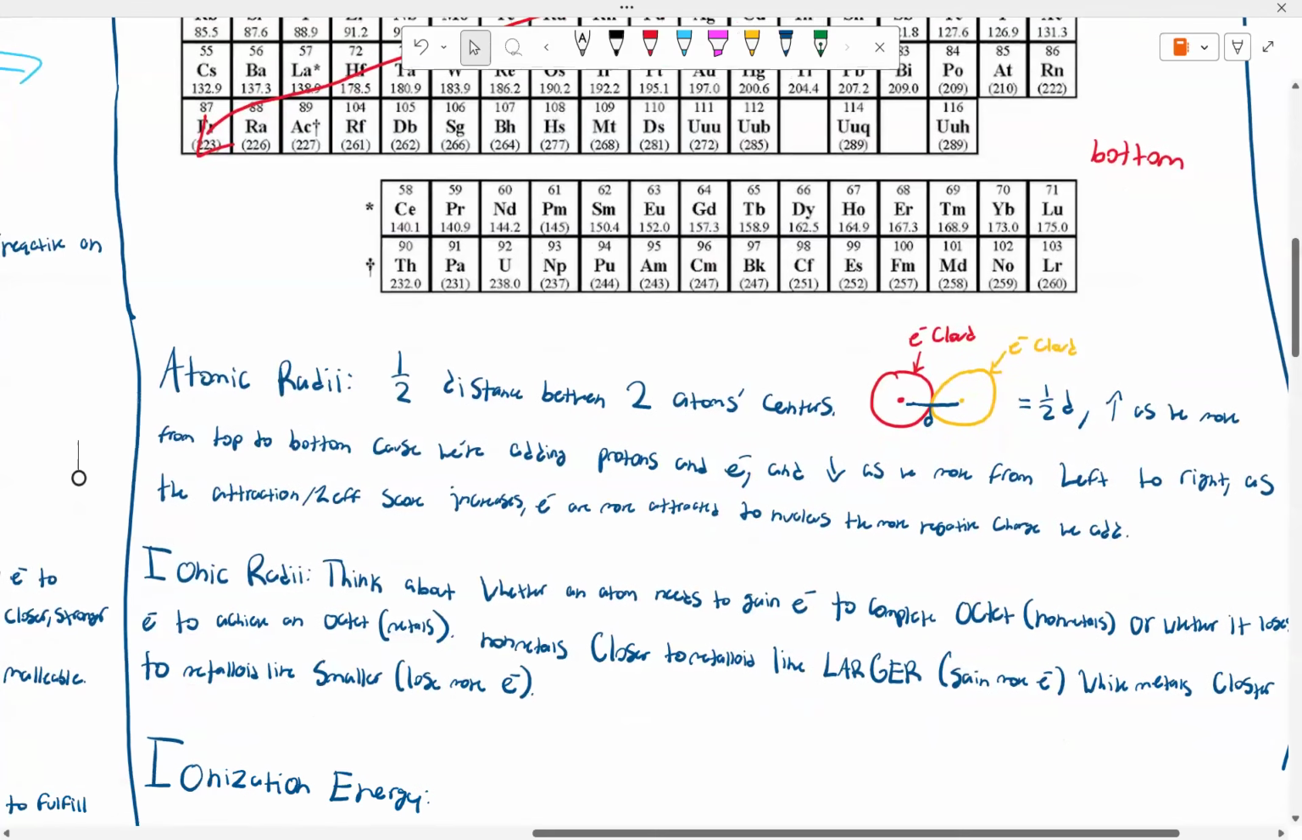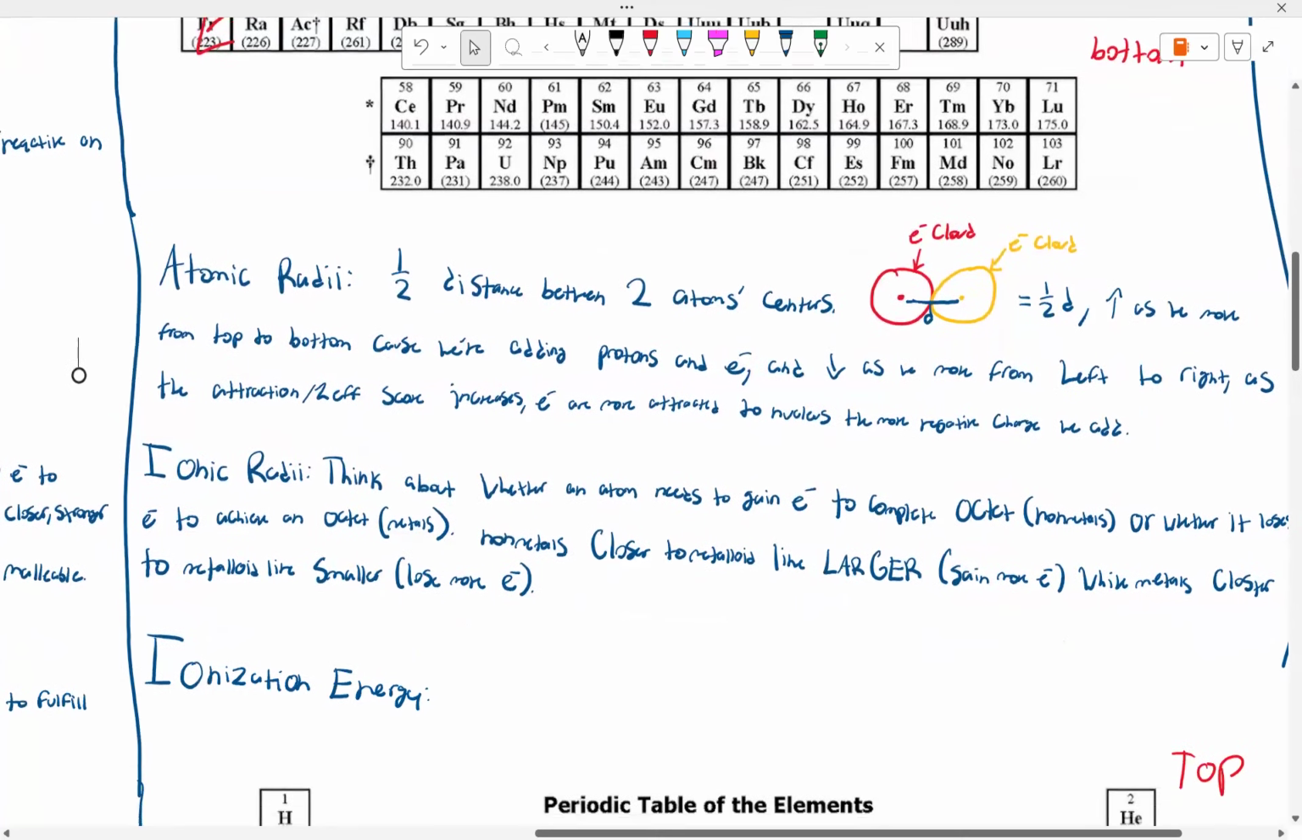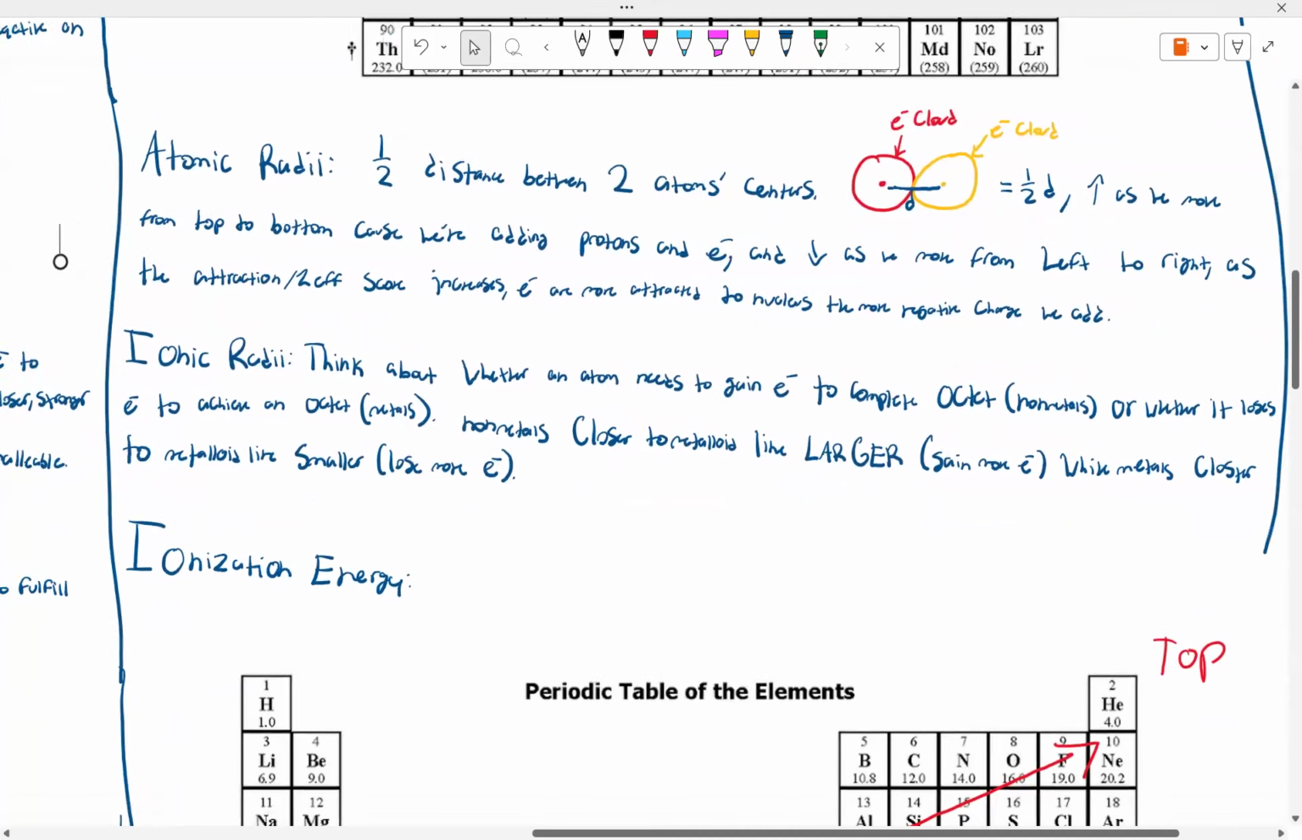So it increases as we move from top to bottom because we're adding more protons and electrons, so more shells, and it decreases as we move from left to right as the attraction, or Zeff score, increases. Because remember, we're increasing that charge, we're not increasing that distance in Coulomb's law. Electrons are more attracted to the nucleus because we're adding more negative charge and more positive charge.